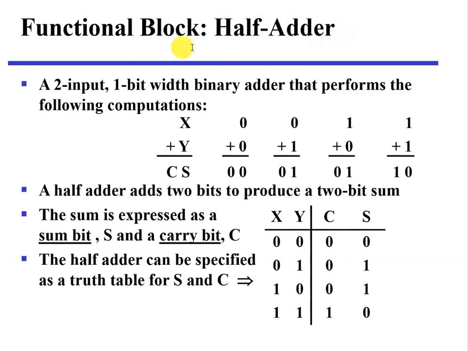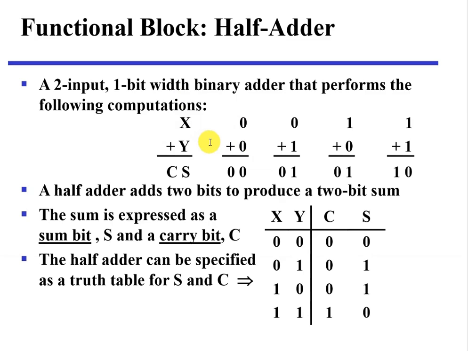Well, a combinational circuit that performs the addition of 2 bits is called a half adder. It's a combinational circuit, right? This half adder is an arithmetic circuit that generates the sum of 2 binary digits. Okay, so the half adder circuit has 2 inputs and 2 outputs.